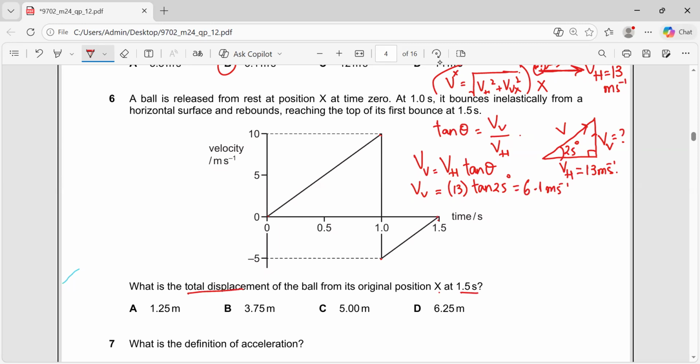तो हमने टोटल डिस्प्लेसमेंट निकालनी है. तो टोटल डिस्प्लेसमेंट कैसे निकालेंगे? First you are going to find out the, हमें डिस्प्लेसमेंट मिलती कहां से है? Area under the graph. So area A, पहले आप area A find करेंगे, फिर आप ये वाला area find करेंगे, area B.